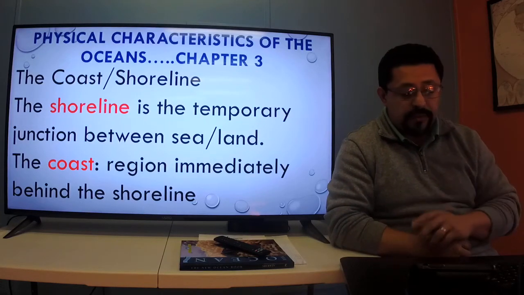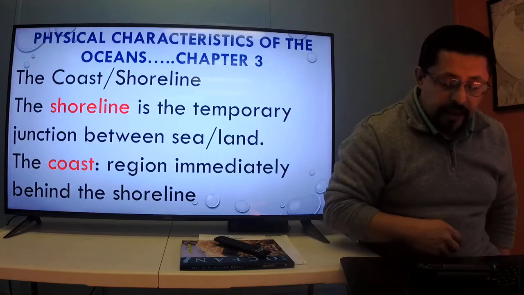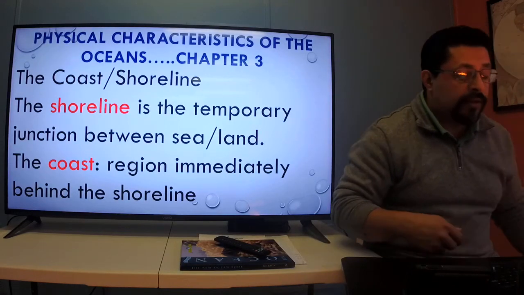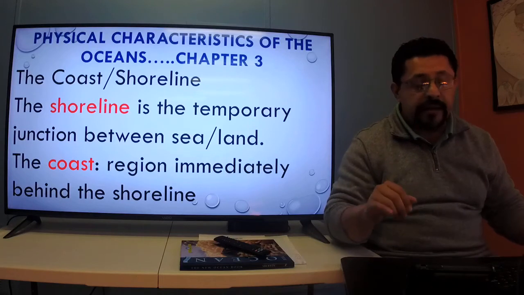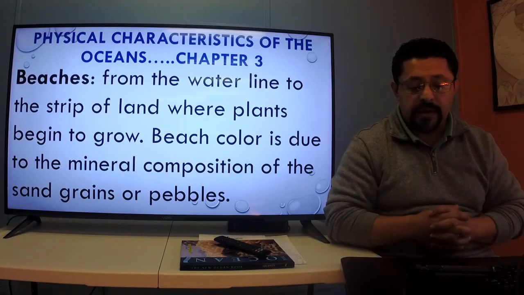We have mentioned several of these characteristics. You don't have to write this down. You already have this in your notes, okay? So we talked about the shoreline. We talked about the coast. Obviously, we talked about the beach.